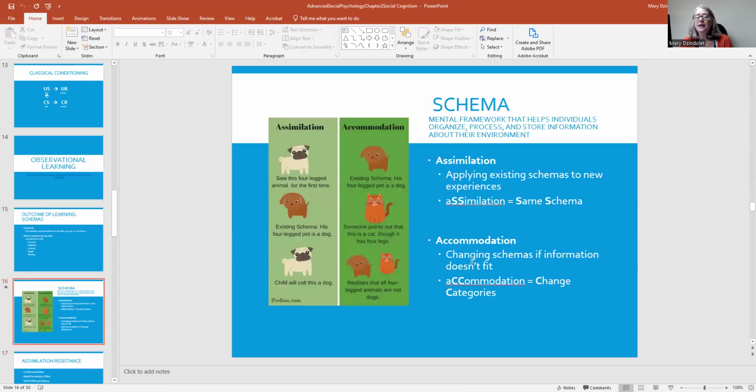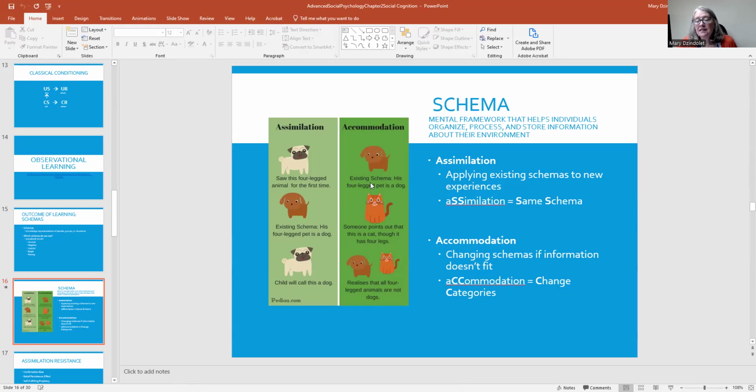Okay. Now, when it comes to schemas, remember we said a schema is like a mental framework that helps to organize, process, and store information about your environment, right? The representations of people or situations that we have. Well, what happens is that we sometimes need to create new schemas, right? So let's look at this graph we have here. I'm going to talk about accommodation first.